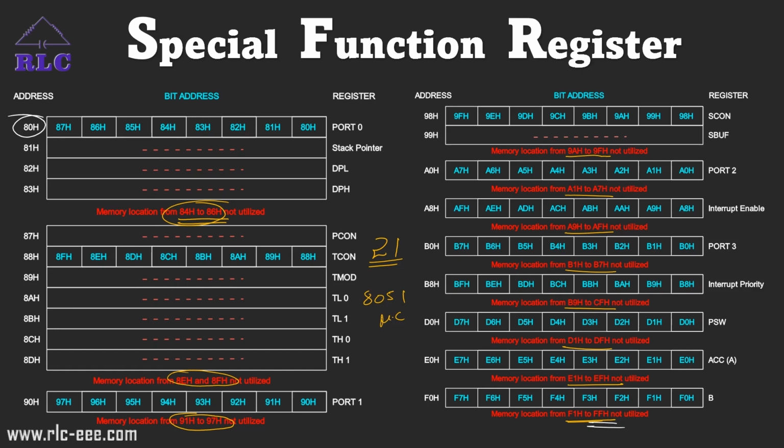If we observe the names of these registers, we can see that nowhere has the program counter been mentioned. So the program counter is a type of register in the 8051 microcontroller which does not have any memory location, so here we won't be having any program counter. Now we'll see the types of special function registers.